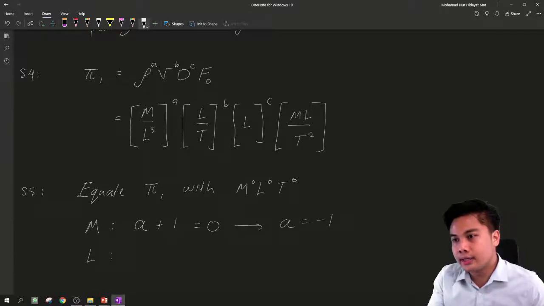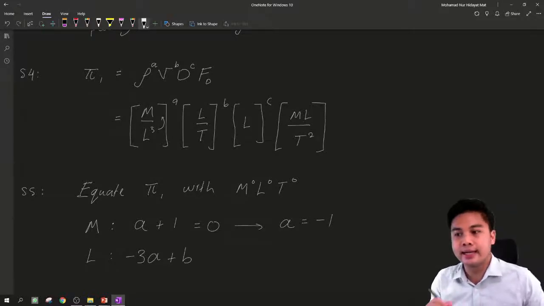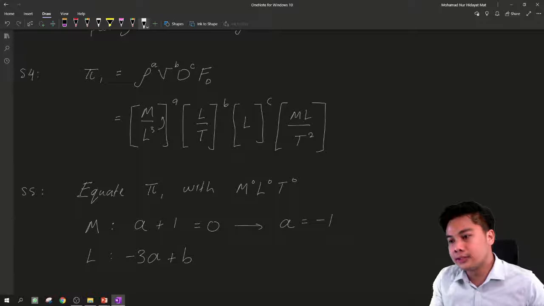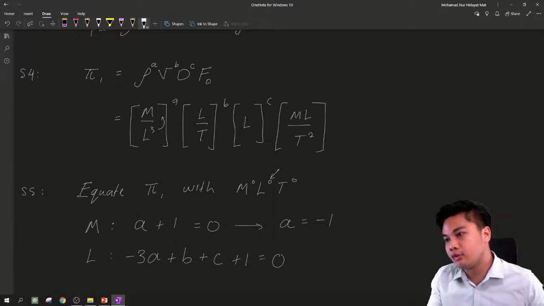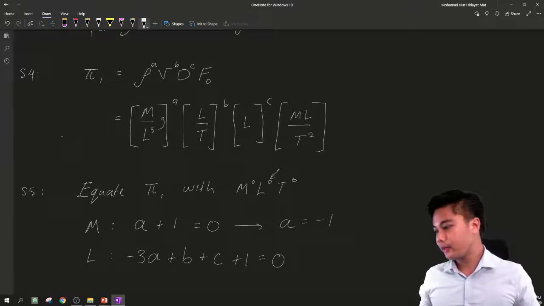How about L? Let's compare L. We look at here, L to the power of 3, but this is in the denominator. We move it upward, it becomes numerator, becomes -3, to the power of a. L to the power of b, plus b. We only take the index here. L to the power of c, plus c. And L here is to the power of 1, plus 1, equal to 0, because we compare it with this one, 0.